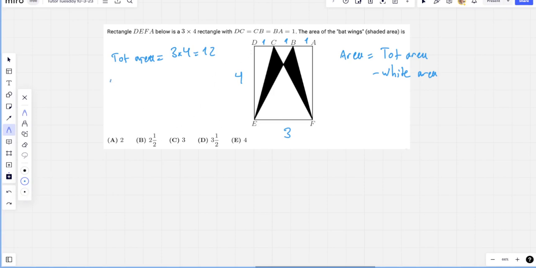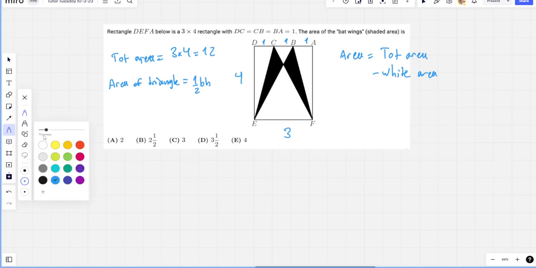The area of a triangle is always 1/2 base times height. So for this one, for example, it's 1/2 times 1 times 4. For this one, it's 1/2 times this one. I'm not sure of the height. Let's get back to that one. This one is 1/2 times base of 1 times height of 4.